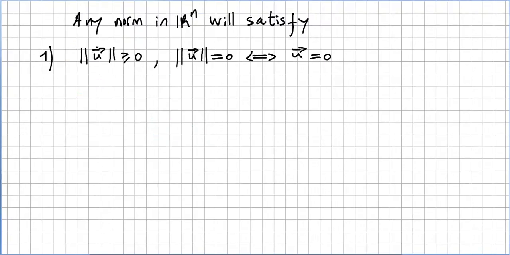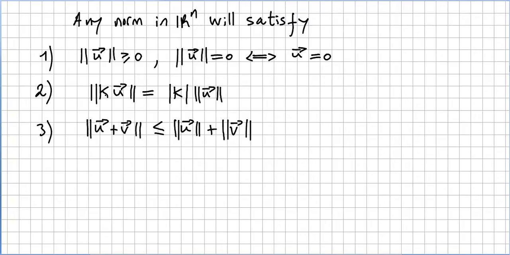Now we are going to show some properties of the norm. Any norm in a vector space Rn will satisfy these conditions. First, the norm of a vector will always be greater than or equal to 0, and the norm will be 0 if and only if the vector is 0. Please check one of the previous videos for the proof of this.